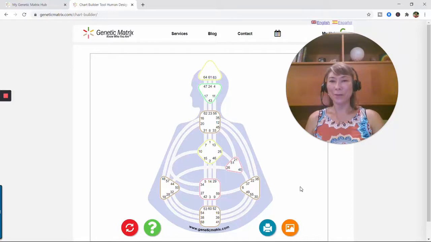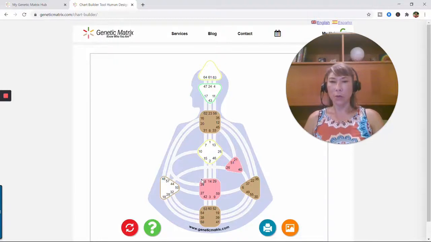So let's get started. What defines a manifesting generator on the human design chart is a defined sacral center and a defined throat center that is also attached to a motorized center. A motorized center is a center that generates or moves energy within the body, and those centers would be the sacral center, the root center, the emotional solar plexus, or the will center, which is also known as the heart or ego center. So any of these four motorized centers could be connected to the throat, and then the sacral center would also be defined.